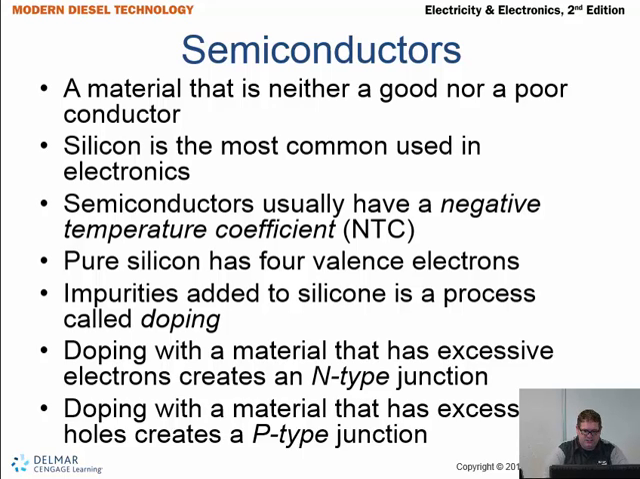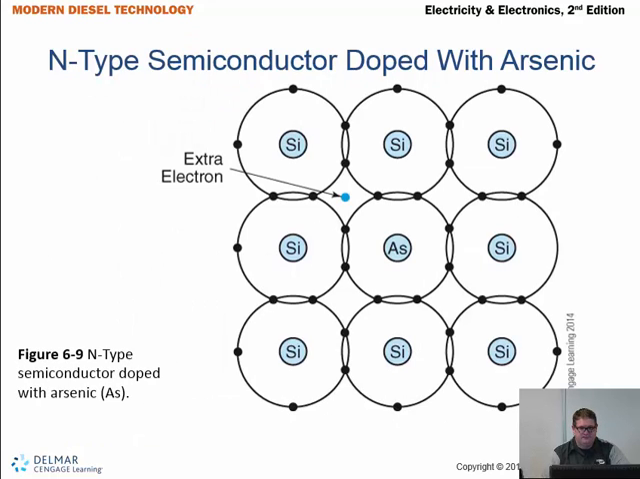Doping a material with excessive electrons creates an N-type junction. Doping a material with excessive holes creates a P-type junction. And we'll talk about what that means. So here's an N-type semiconductor doped with arsenic. I think we've all kind of heard that. Arsenic is a popular ingredient in rat poison.